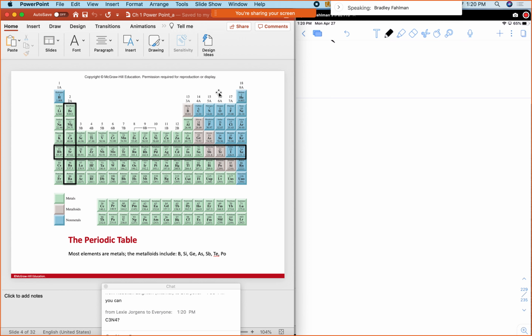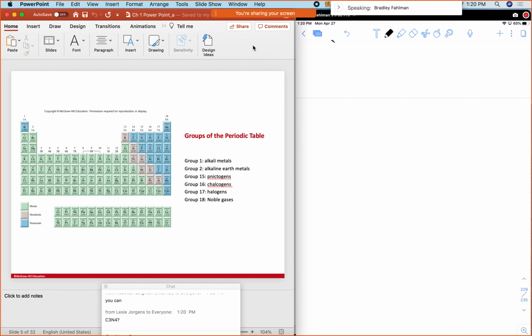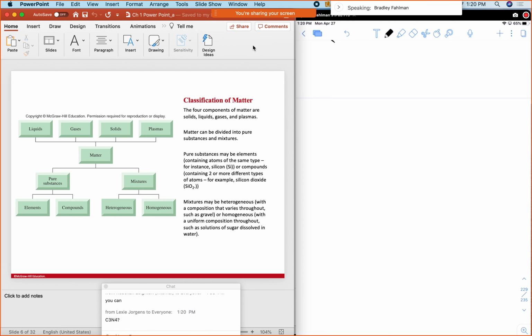Yeah, all right. So that's the periodic table and those are names. Classification of matter is really important too. Not really anything to do with plasmas. In this class we focused on three states of matter: solids, liquids, gases. And then knowing what the pure substances are, either elements or compounds. And then mixtures can either be heterogeneous or homogeneous.